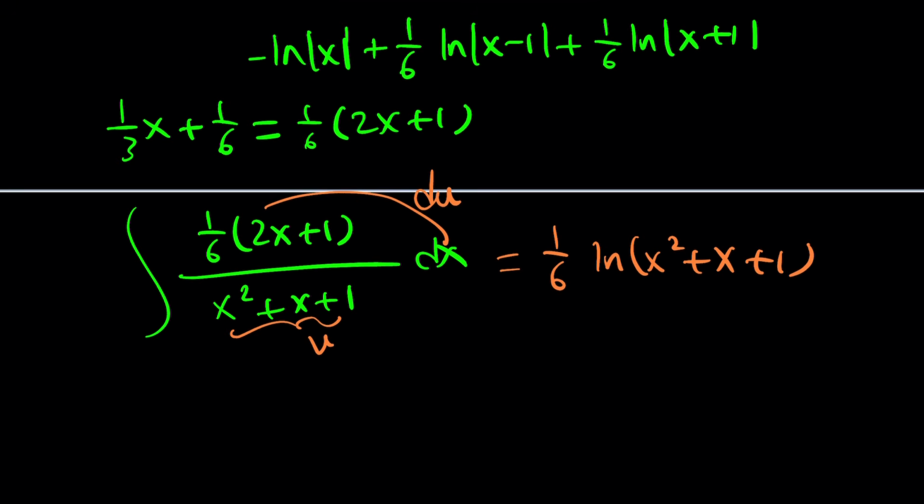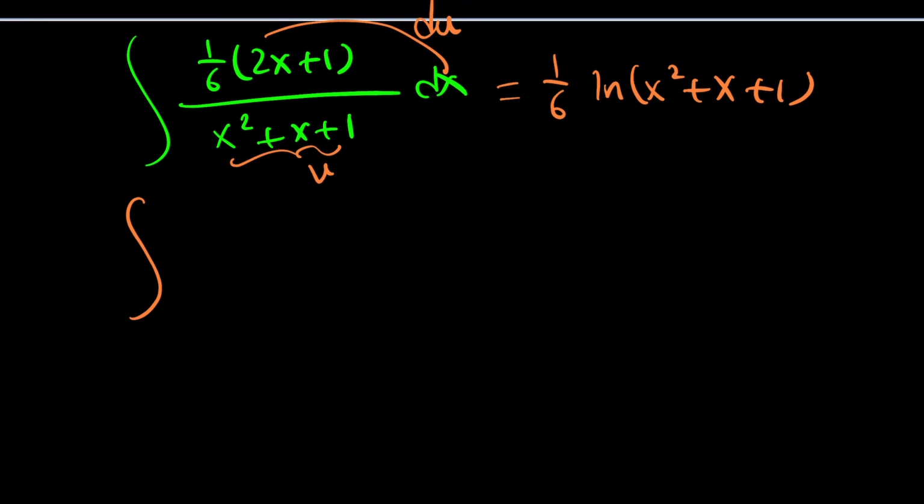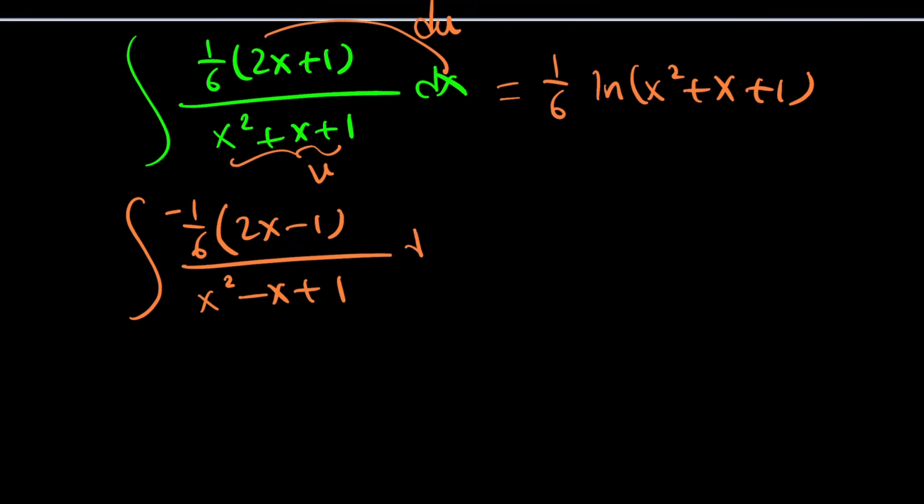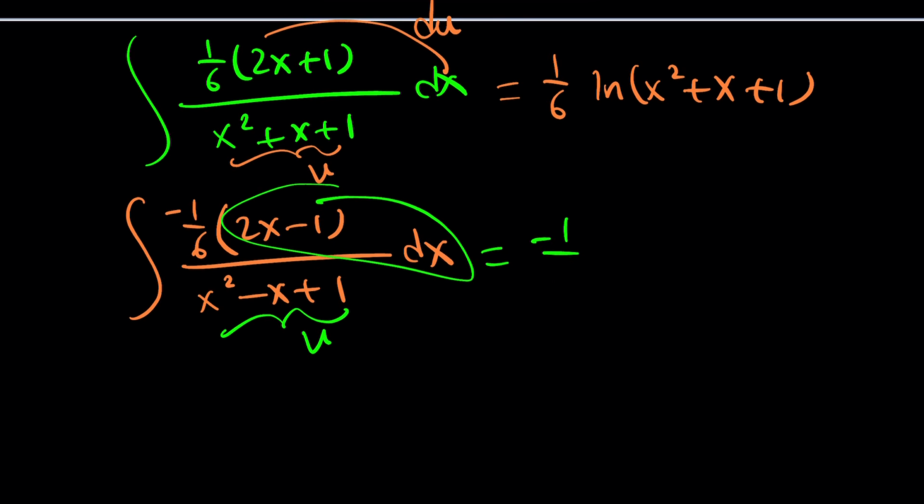Now, we were able to do one of the quadratics. Now, let's do something similar for the second piece. We have the 1/6 again, but this time we could take out a negative 1/6. And this will be 2x minus 1. And remember, the denominator is x squared minus x plus 1 dx. Now, we can use the same strategy, call this u. This becomes du. You have to take out negative 1/6 and write this as ln of x squared minus x plus 1.